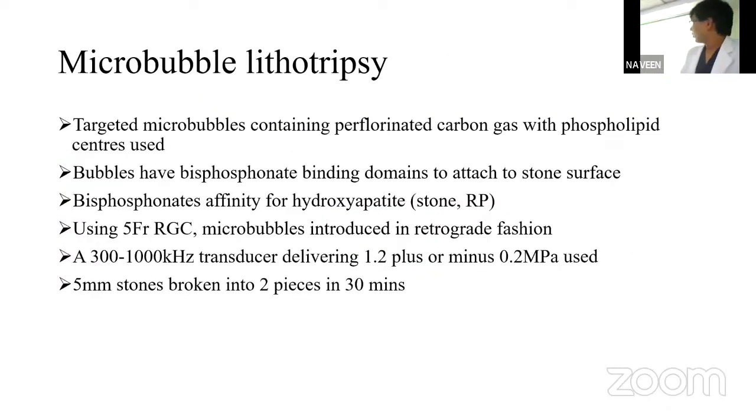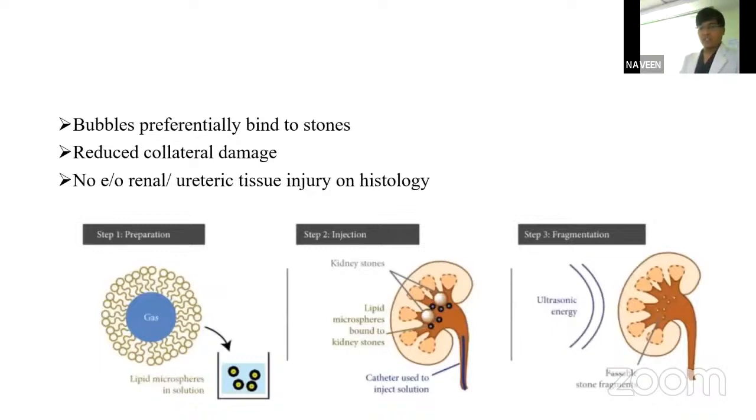Now come to microbubble lithotripsy. Microbubbles contain perfluorinated carbon gas with a phospholipid shell and have bisphosphonate binding domains which attach to the stone surface. We use a 5 French retrograde catheter, and these microbubbles are injected into the renal pelvis system. After injection, we use ultrasonic energy to fragment the stone, and the fragments pass to the ureter from the lower system.